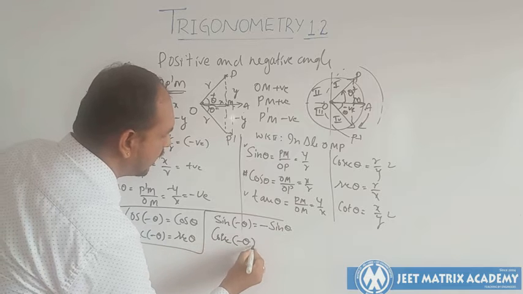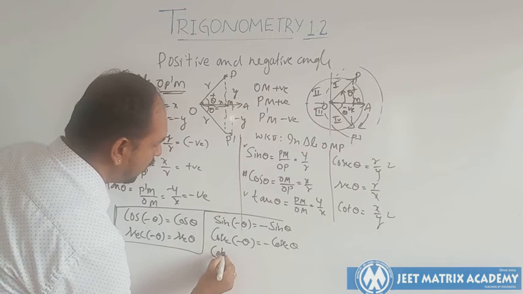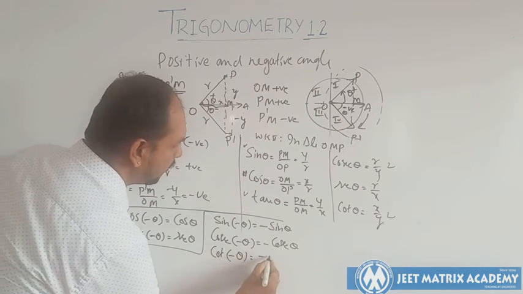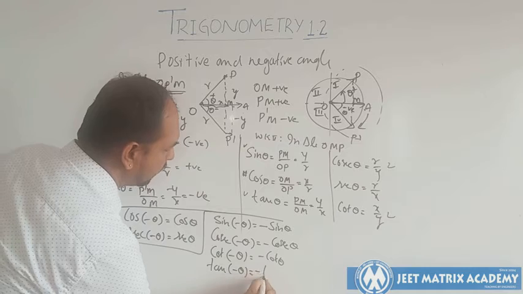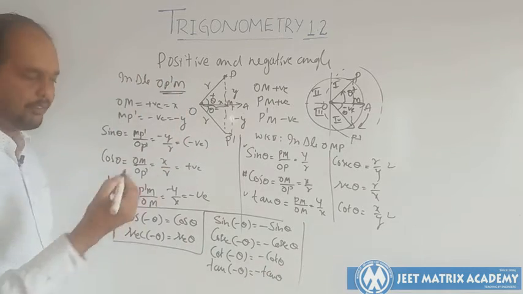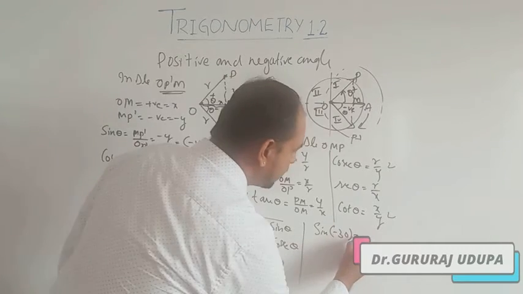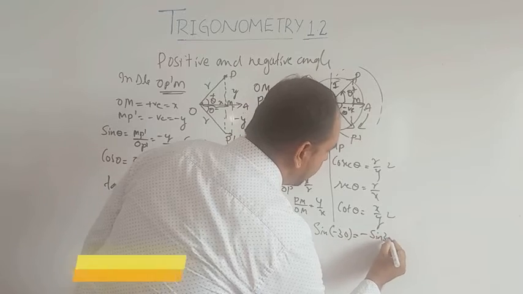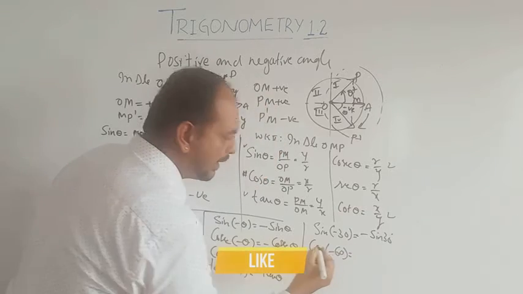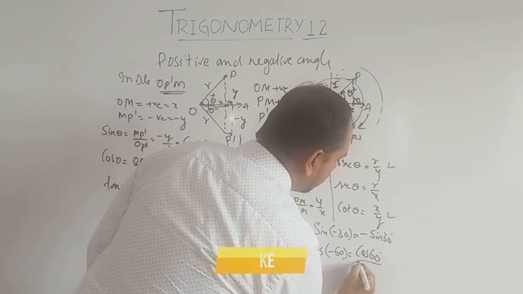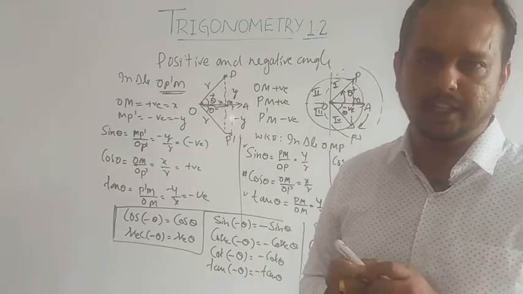Cosec of minus theta equals minus cosec theta. Similarly, cot of minus theta equals minus cot theta, and lastly tan of minus theta equals minus tan theta. For example, sin of minus 30 is equal to minus sin 30, directly you can say. Similarly, cos of minus 60 is just cos 60. Only cos and sec give a positive value, all the other ratios will give negative.